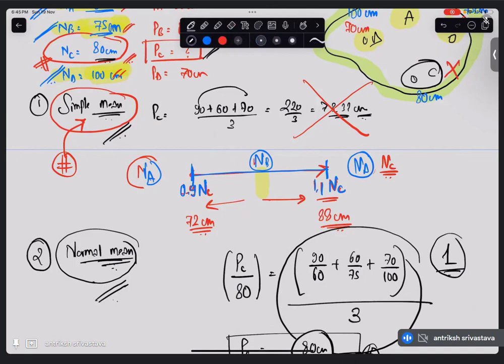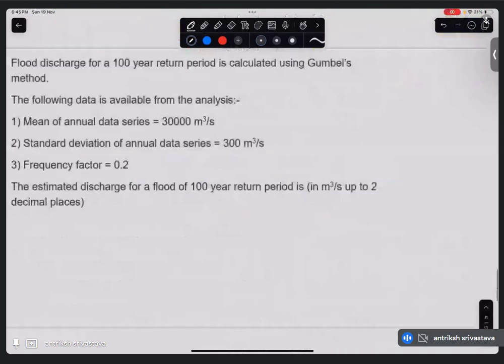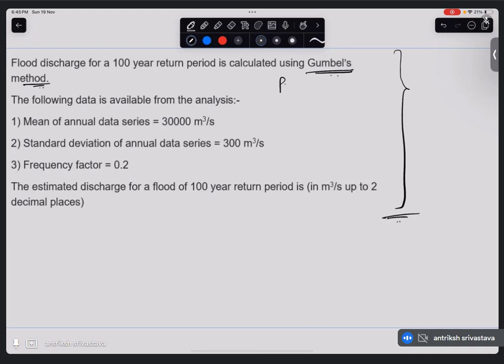Okay, let's go to the last question for the day. I will say this is a memory intensive question, so you have to memorize some formulas in this question. But I hope it is not too much to memorize. This is based on our frequency analysis chapter, that portion of hydrology. We are going to use Gumbel's method to estimate the probable maximum flood or probable maximum precipitation. So let's do that.